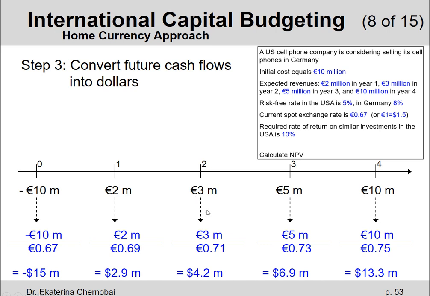So the second year's cash flow in dollars is $4.2 million. The third year's cash flow in dollars is $6.9 million. And the final year's cash flow is $13.3 million. Okay, we're done with step 3. What's now left is combining all these cash flows from this project into one sort of summarizing dollar amount, which is the net present value, the profitability of this 4-year project.